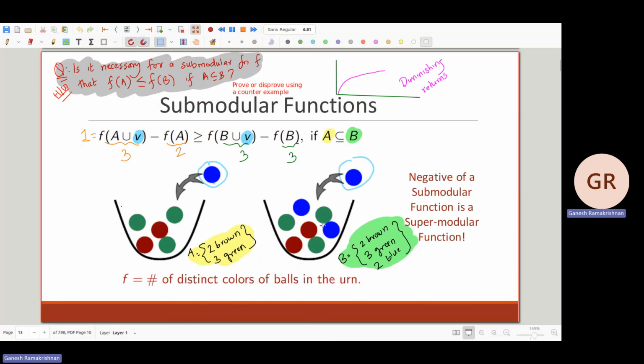If you look at the right hand side, what I've done is I've added a few more balls to A, okay, and called it B. So this is B. What is B? B has 2 brown, 3 green, and 2 blue balls.